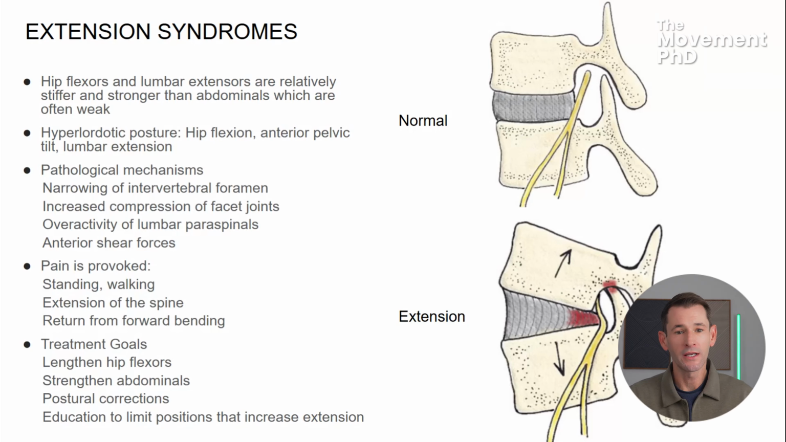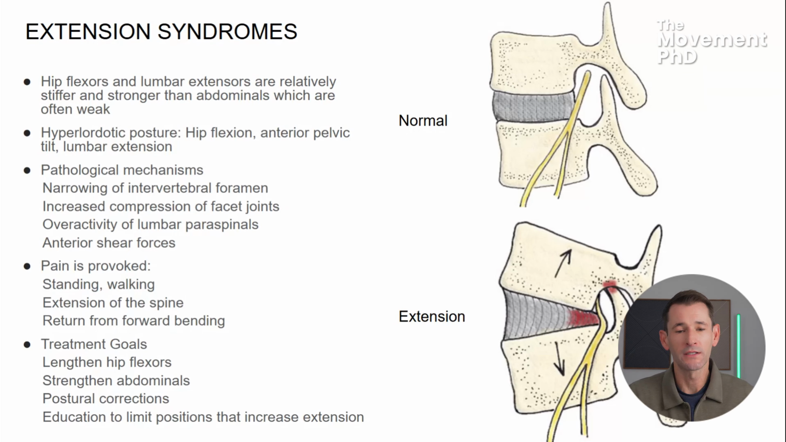So when are they going to get pain? They're going to get pain with standing, because that's an extension posture of that lumbar spine. They're going to get pain with return from forward bending, because they will typically use a lot of lumbar spine extension when they're picking up an object from the floor. In any kind of posture that puts them in extension, that's going to cause pain. So therefore, what are our major treatment goals?